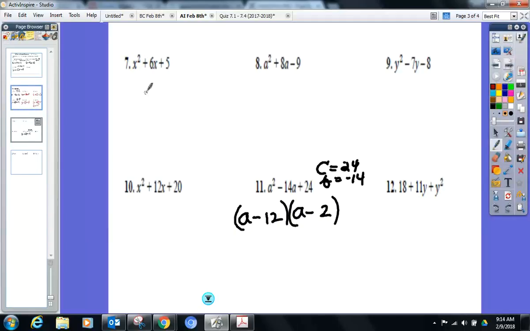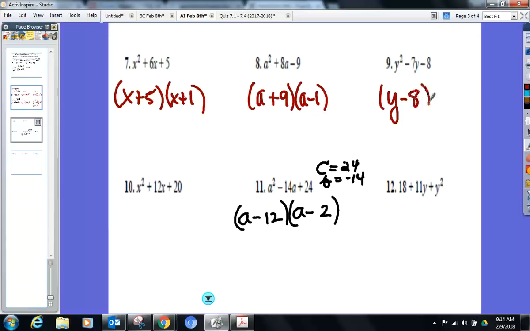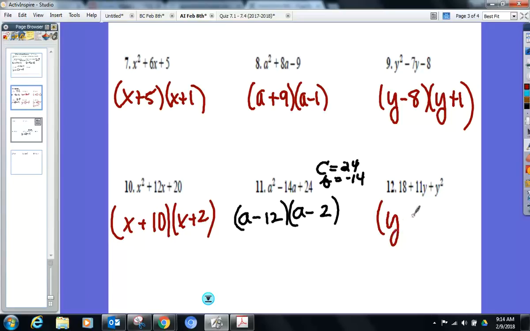Okay, here you go. 7 should have been X plus 5 and X plus 1. 8, A plus 9, A minus 1. And again, it does not have to be in this order. You could switch them. 9, Y minus 8, Y plus 1. 10, X plus 10, X plus 2. 12, Y minus 18... 6 and 3, 9 and 2, plus 9, plus 2.